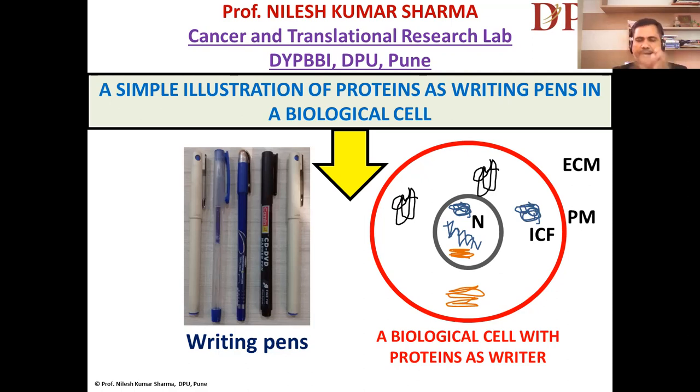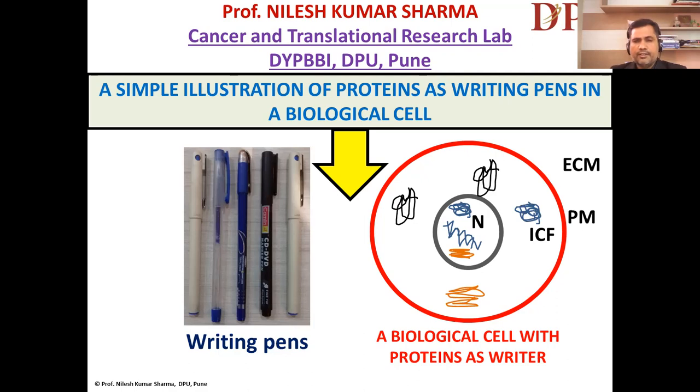So in a very simple way, I will try to make a comparison and also show the similarities that exist between the routinely used writing pens in our life and, on the other side, proteins, the key aspect of any biological system, whether the cell is a prokaryote or a eukaryote.